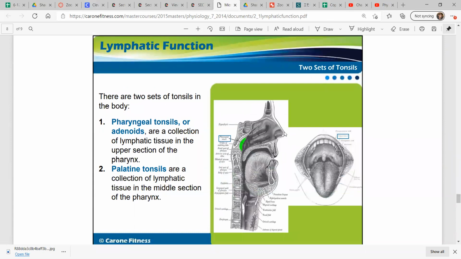There are two sets of tonsils in the body, pharyngeal tonsils or adenoids, and palatine tonsils. Pharyngeal tonsils or adenoids are a collection of lymphatic tissue in the upper section of the pharynx. Palatine tonsils are a collection of lymphatic tissue in the middle section of the pharynx.